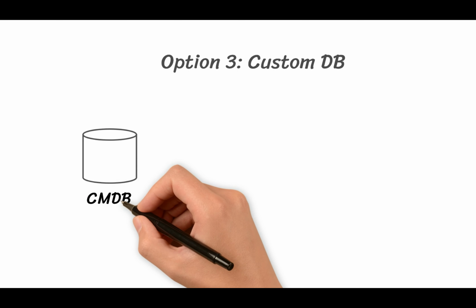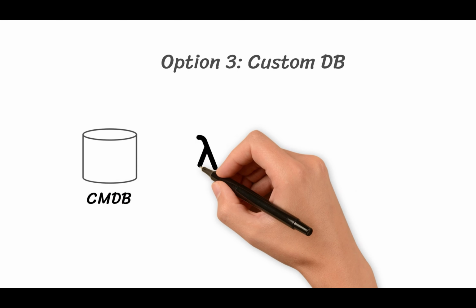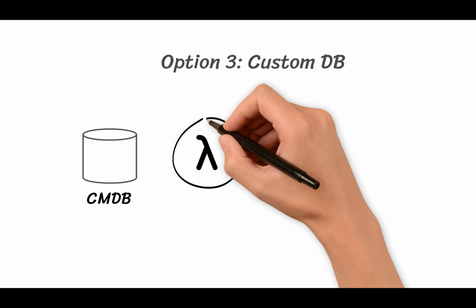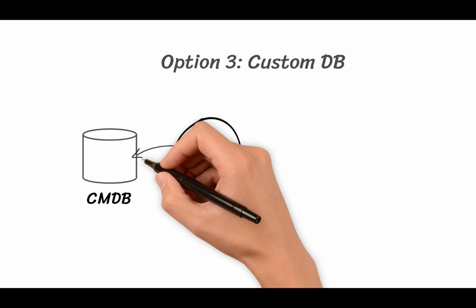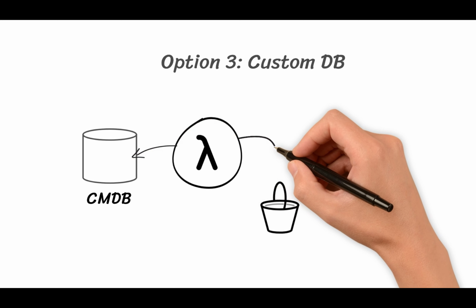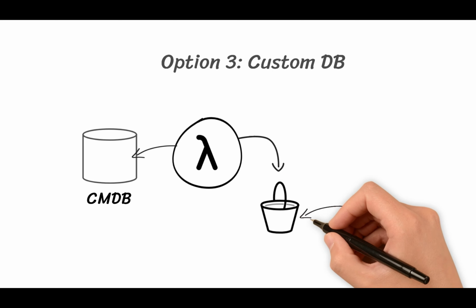And lastly, there's also an option to integrate the dashboards with our custom database with our company metadata. We can connect this directly to Amazon Athena, or we can simply use Lambda to pull only necessary data to S3 and then use this data in Athena.